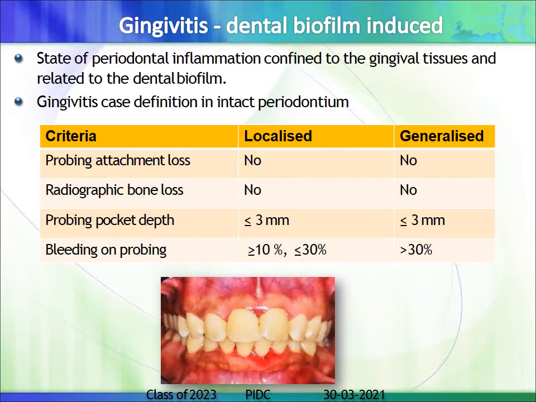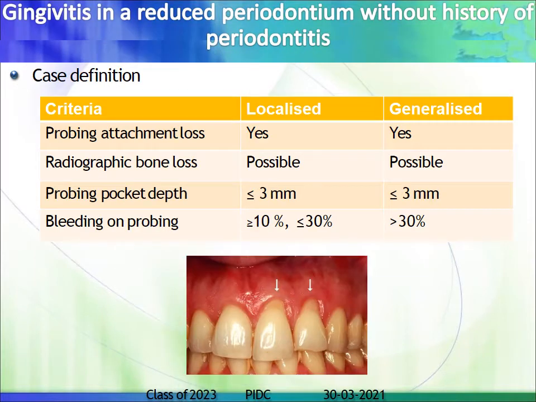So remember that if it is going to be less than 10%, then it is clinical health. If it is 10 to 30%, then it is localized gingivitis. If it is more than 30% of bleeding on probing, then it is a generalized gingivitis. So again here you have gingivitis on a reduced periodontium without history of periodontitis. As I told earlier, here there could be some amount of attachment loss present, some amount of radiographic bone loss present, but it will not be having a drastic change in the supporting structures. It is considered to be localized if it is 10 to 30%, generalized if it is more than 30%.